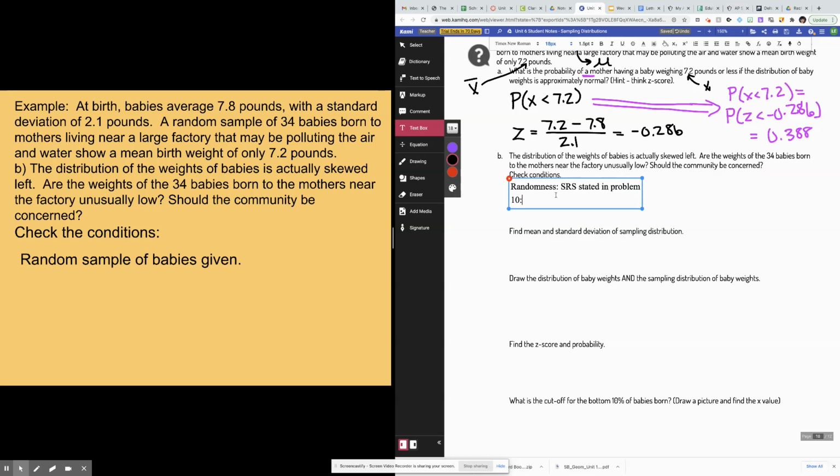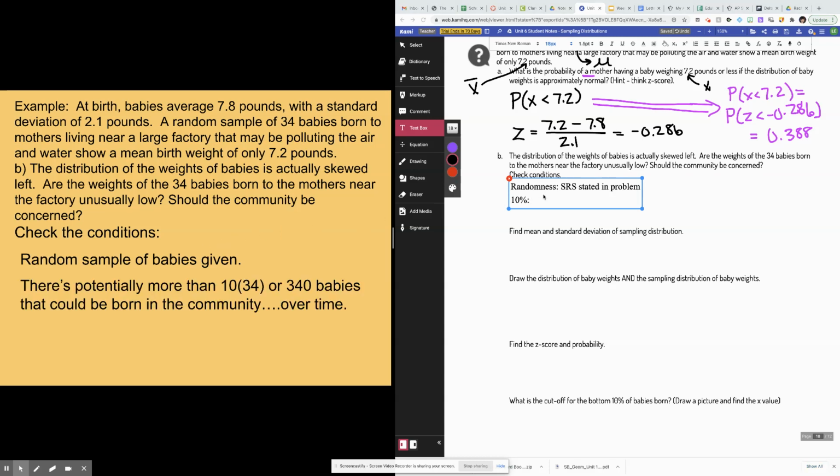Okay, next condition is the 10% condition. So best thing to do here is do 10 times the sample size, which is 34, and ask yourself, is that less than the total population of babies? Right? And I'm going to say yes over time. So yes, reasonable to have more than 340 babies born over time.